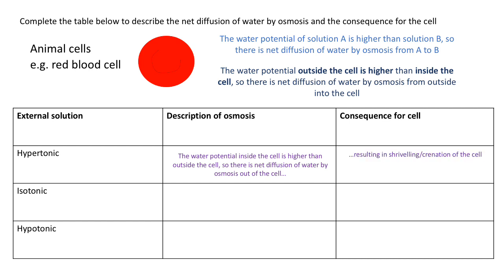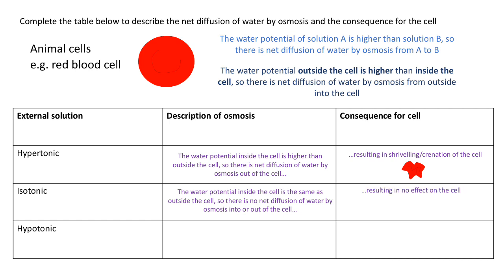The consequence for the cell is shriveling, or the technical term, crenation. There's a shriveled red blood cell. Isotonic, iso is same, so your description of osmosis should be this. So no net diffusion of water in or out of the cell. The consequence for the cell is no effect, so there's no structural change.